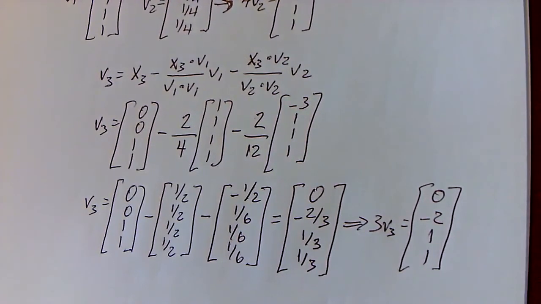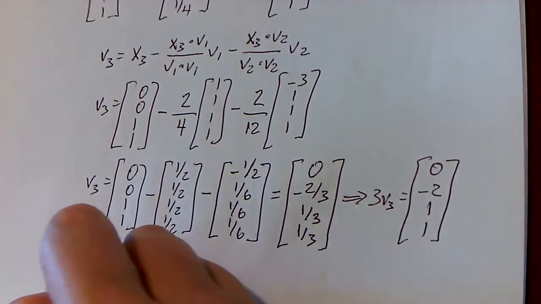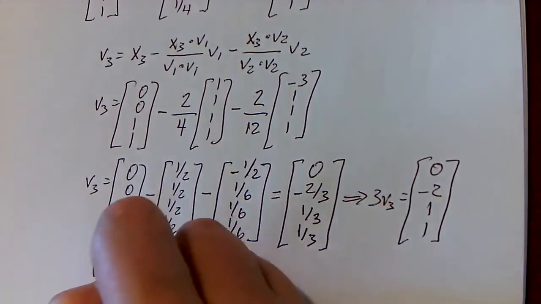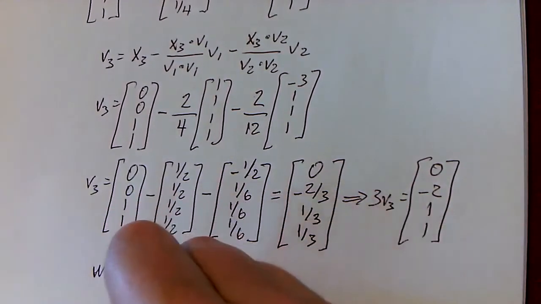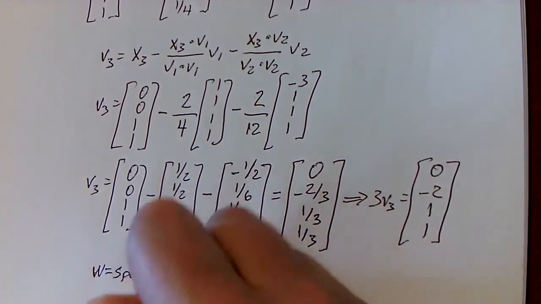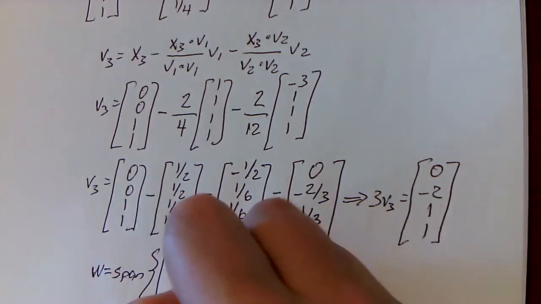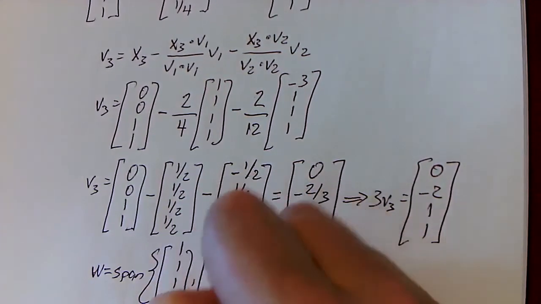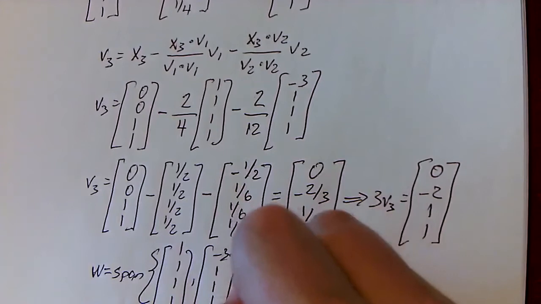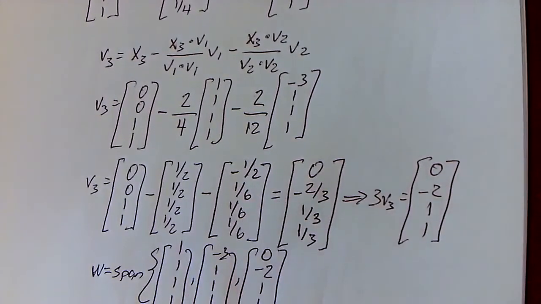So I've got my set now. My basis for W is going to be the span of 1, 1, 1, 1; -3, 1, 1, and 1; 0, -2, 1, and 1.